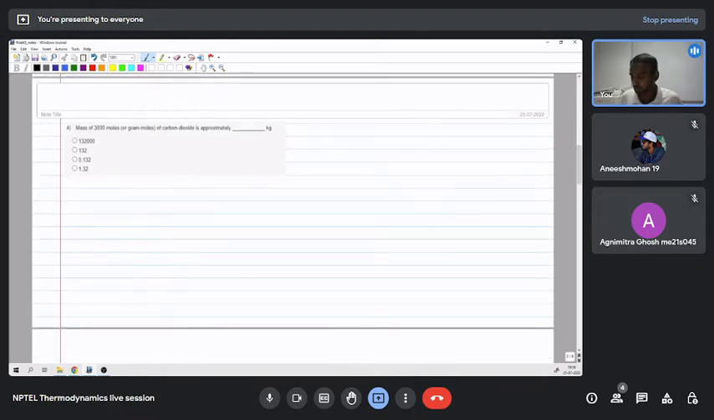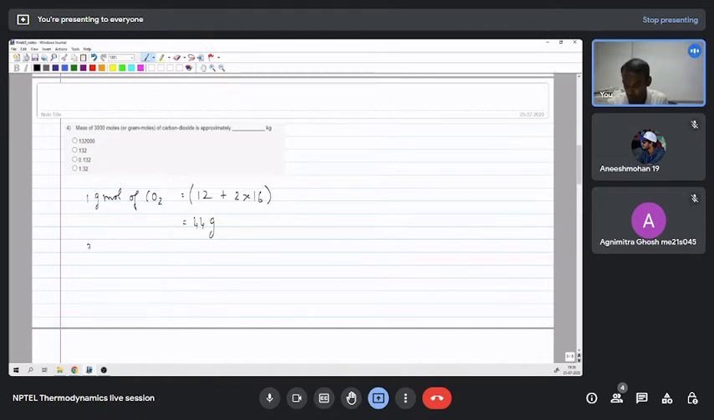We have the mass of 3000 moles or gram mole of carbon dioxide is approximately how many kg. So we know 1 gram mole of carbon dioxide is its molecular weight in grams. So to calculate the molecular weight, we sum up the individual atomic weights. So we have 12 as the atomic weight of carbon plus 2 into 16, which is the atomic weight of oxygen, and this gives us 44 grams. So 1 gram mole of carbon dioxide weighs 44 gram.